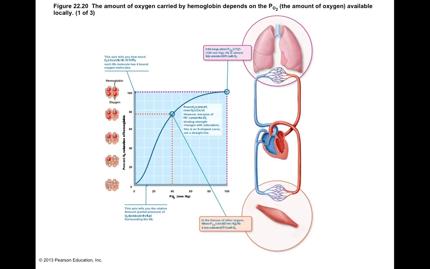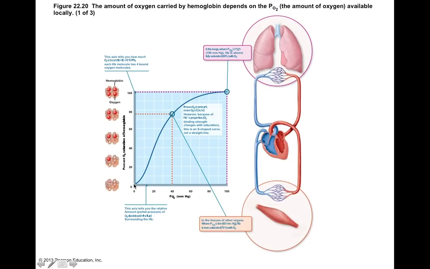So if we check this out here, you guys, down here shows the partial pressure of oxygen, and up here shows the percent saturation of hemoglobin. And this curve shows the relationship between the two. So at 20 millimeters of mercury, your hemoglobin is 40% saturated, right? At 40 millimeters of mercury, your hemoglobin is 77% saturated, okay? At 80 millimeters of mercury, your hemoglobin is almost 100% saturated. And at 100 millimeters of mercury, it's 100% saturated.